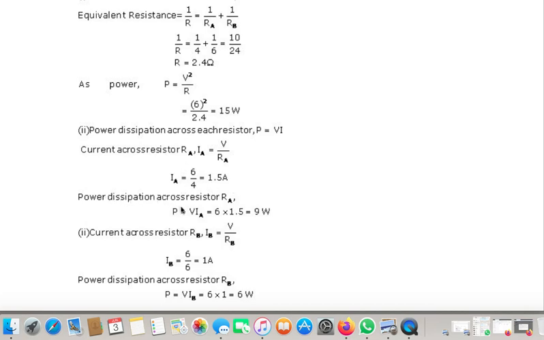Power dissipation, now P equals VI is the formula. So V I'll take the same, still 6 volt, but I is the current for resistor A, IA, which is 1.5. 6 into 1.5, that is 9 watt. Second part, we have to find the power for B also. Same rule, IB equals V upon RB, 6 by 6, which is 1 ampere. P equals V IB, 6 into 1, that is 6 watt.